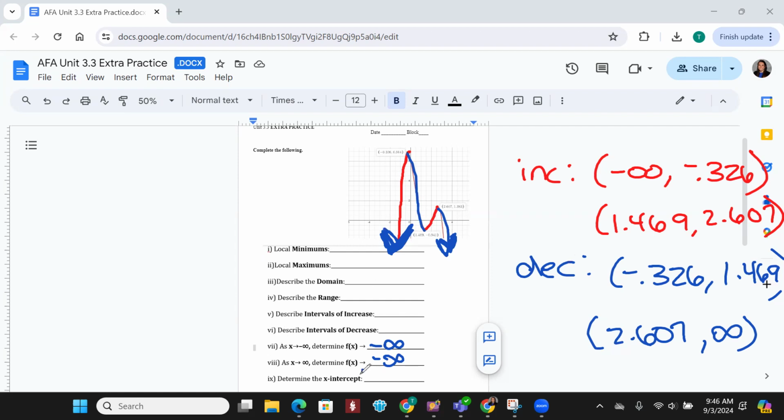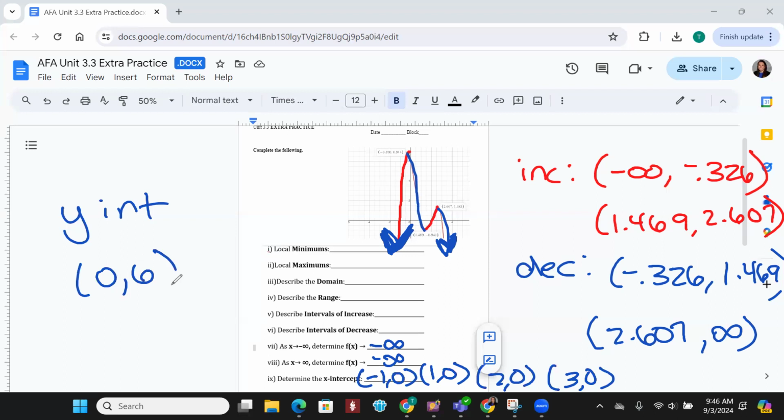negative 1 comma 0. We've got 1 comma 0. We've got 2 comma 0. And we've got 3 comma 0. What about your y-intercept? Okay, 0, 6. Want to make sure you put it as a location. Good.